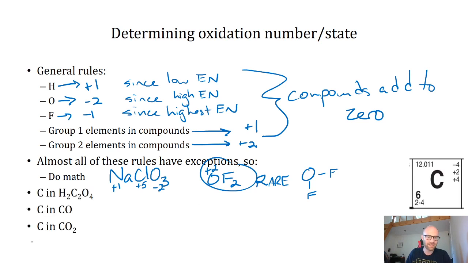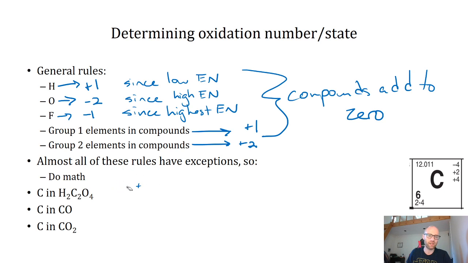So as some practice to give you something better to look at than OF2, here are 3 examples. Carbon in 3 different compounds, and I want to see if you can figure out the oxidation number only of carbon. We don't need to worry about the others. There's a reason, because they're all hydrogen and oxygen. I'm trying to make this a little bit more straightforward. So hit the pause button, do some quick arithmetic, and figure out the oxidation number of carbon in each one.